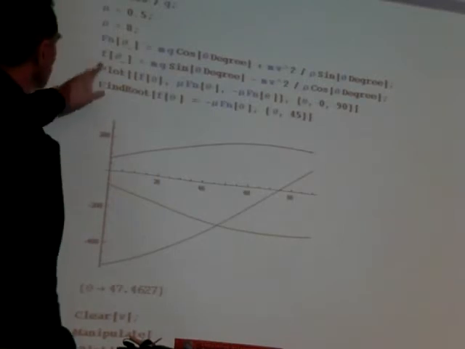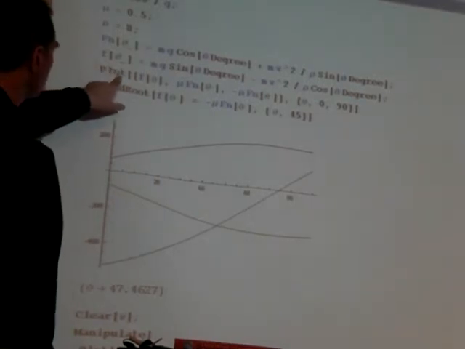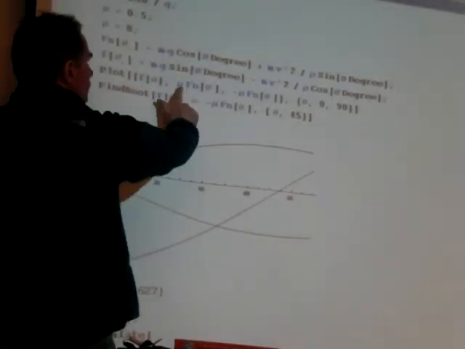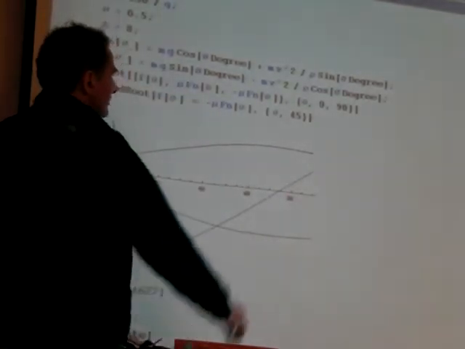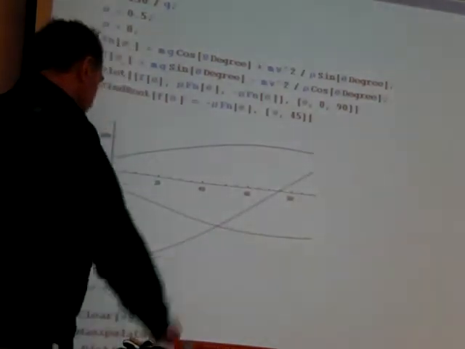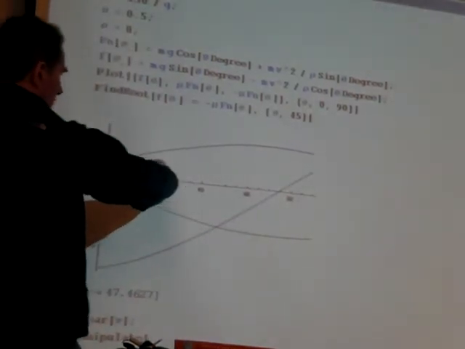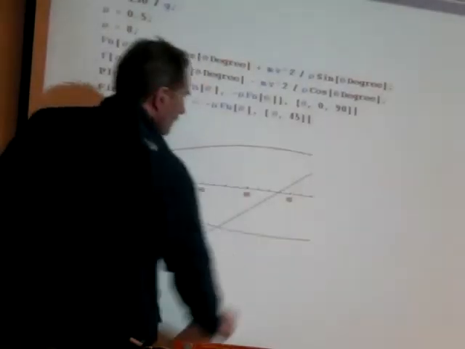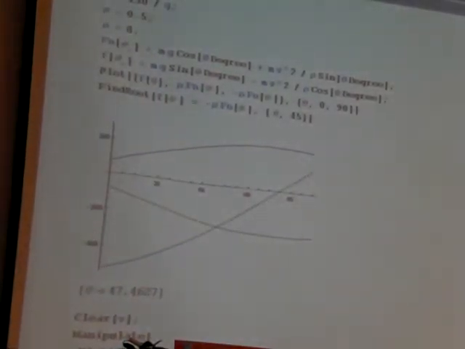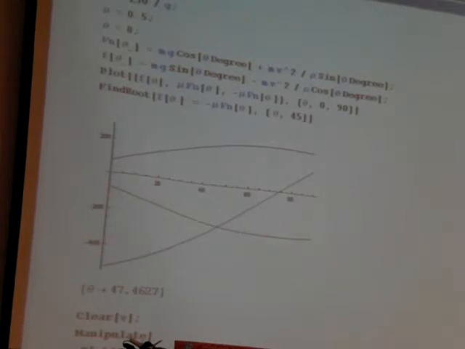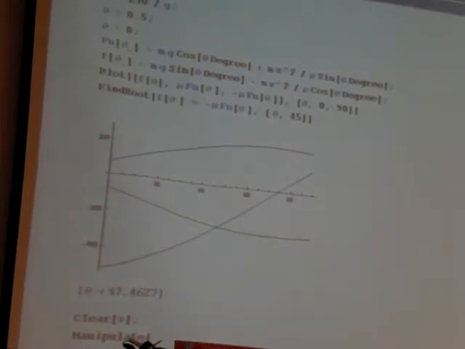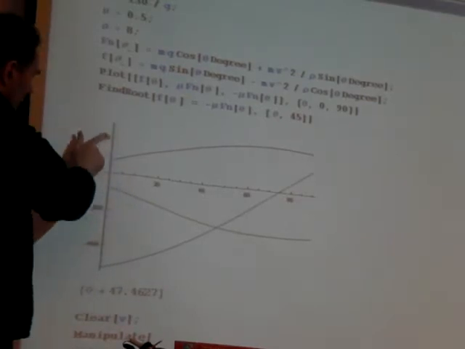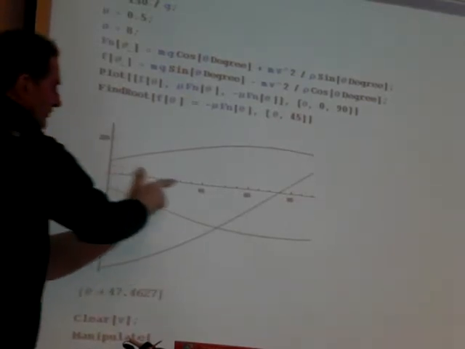So what I'm asking is to plot the friction force, to plot mu times the normal force, and minus mu times the normal force. So this is mu times the normal force, and this is minus mu times the normal force. So the friction force should be always between these two values. And we see that it doesn't always work. What we have here is the value of the forces versus the angle.